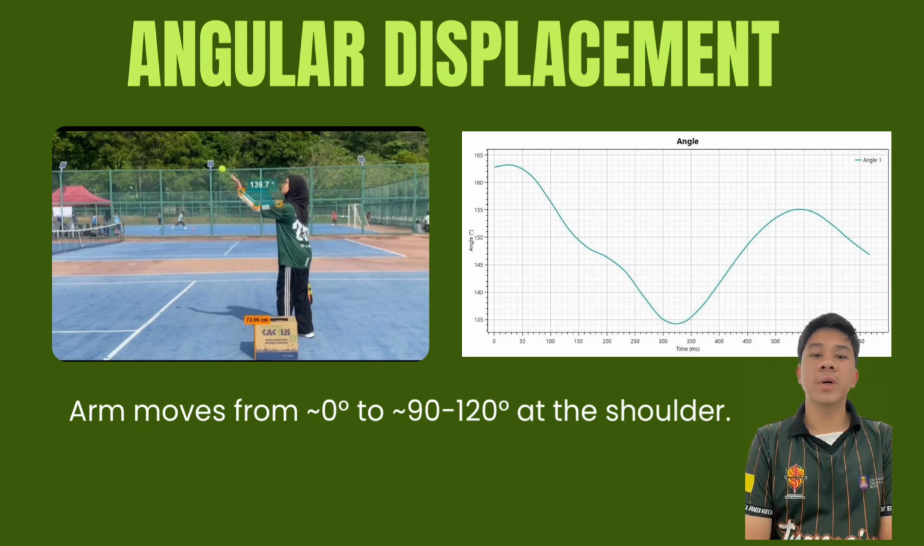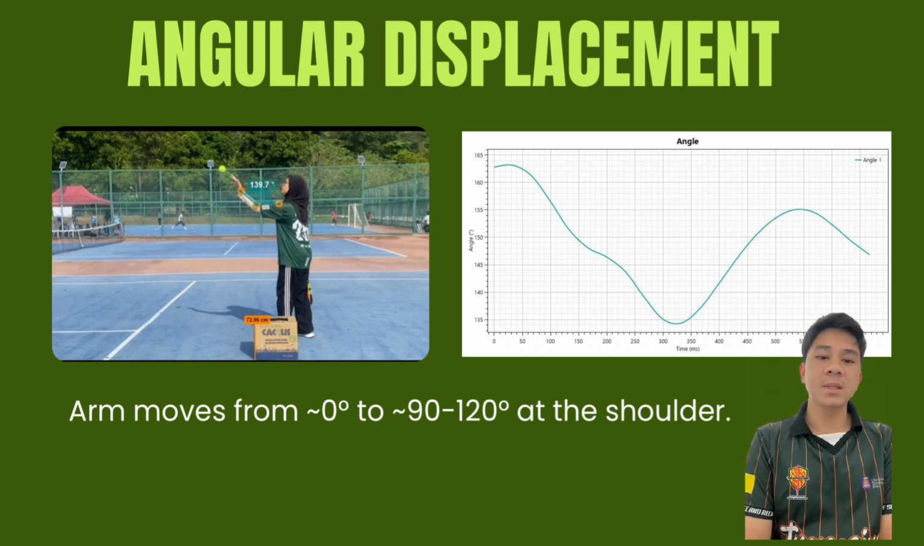Next, I will talk about angular displacement. The definition is the angle through which a body segment, like the arm, rotates. Based on the graph, on the x-axis we have time in seconds, which shows the duration of the movement. On the y-axis we have the angle in degrees, representing how much the arm has rotated.